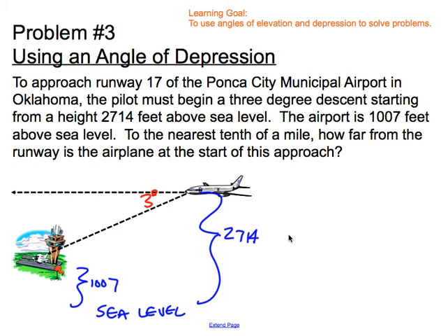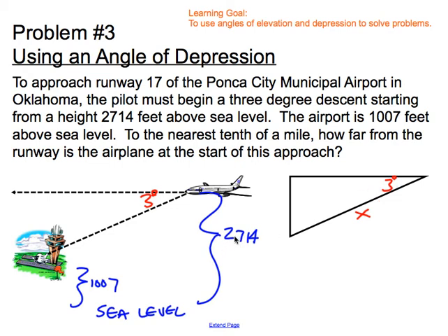2,714. So when dealing with angles of depression, we have to build a slightly different triangle. So you can see this is the triangle that we're actually dealing with. We have the 3-degree angle here. We're trying to find how far the airplane is from the runway. So we're trying to find this distance from the airplane to the runway. And in order to find that distance, we need some other length in this triangle.